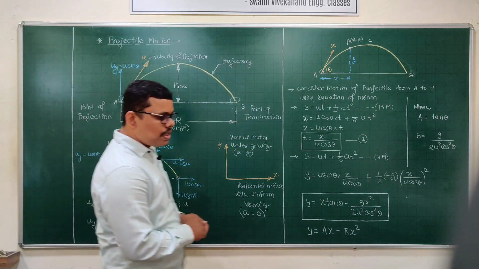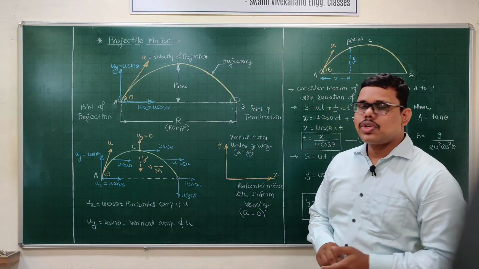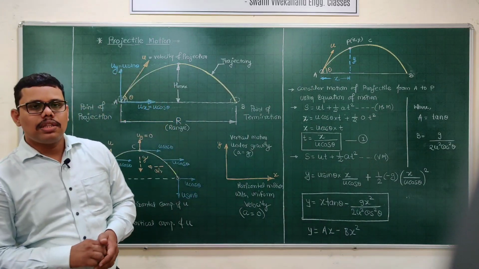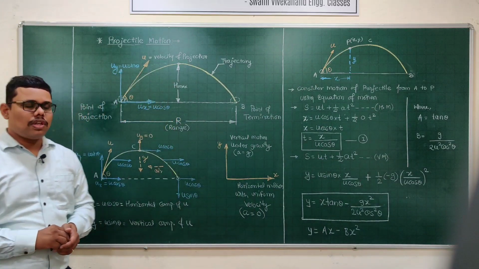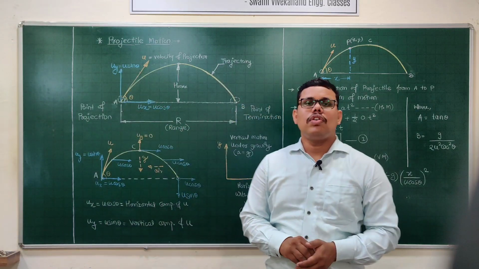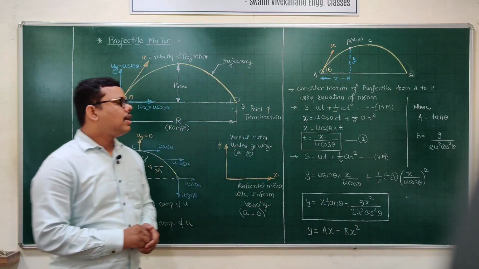Now we'll see the meaning of projectile. Projectile is the object which is thrown in space. And projectile motion means the object is thrown in space other than vertical and horizontal, or we can say the path or motion of an object in a parabolic path is the projectile motion.